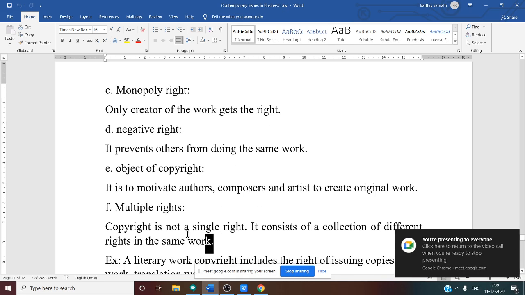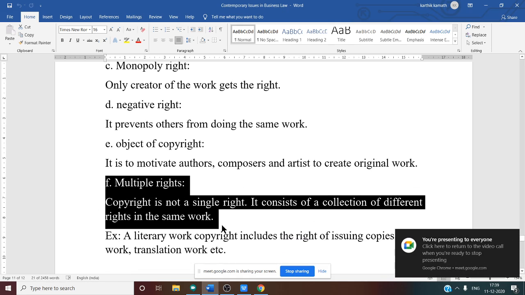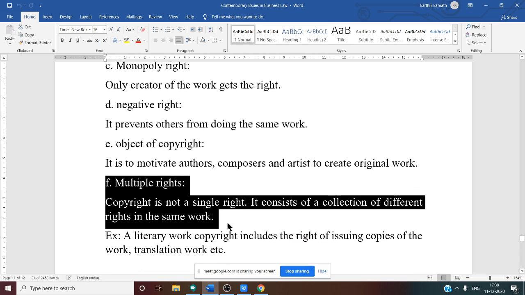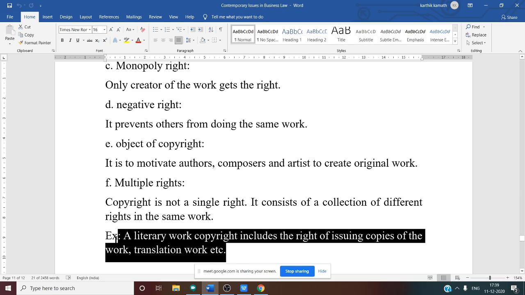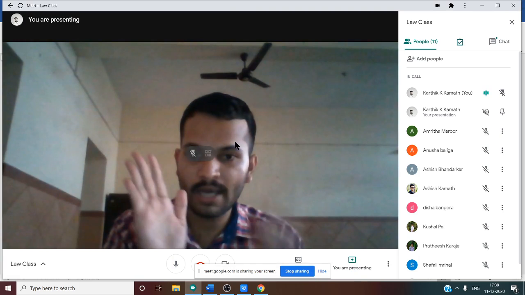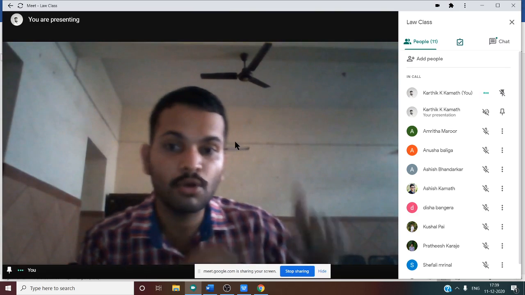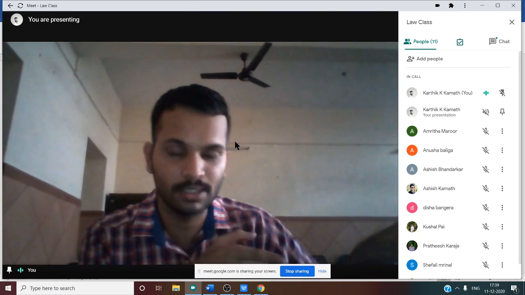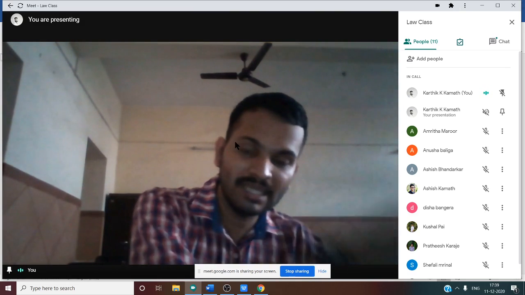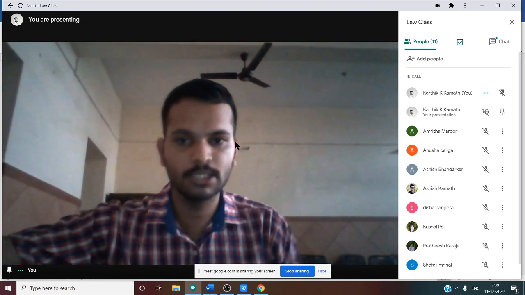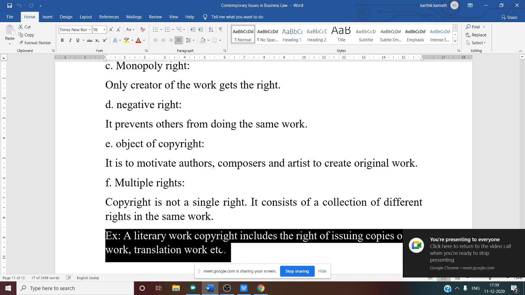So now there are multiple rights. What do you mean by multiple rights? Copyright is not a single right. It consists of a collection of different rights in the same work. Suppose you take the example of literary work, their copyright includes the right of issuing copies. For issuance of copies, there is a copyright. Again, translation of work. Suppose you are translating one English book to Kannada, in that case, what happens? Again, you have to get the copyright of that particular author in order to translate from the original language to your preferred language. So that is the meaning of multiple rights.